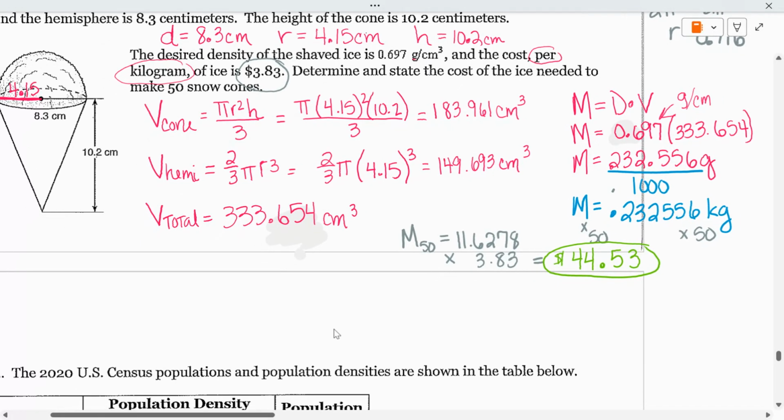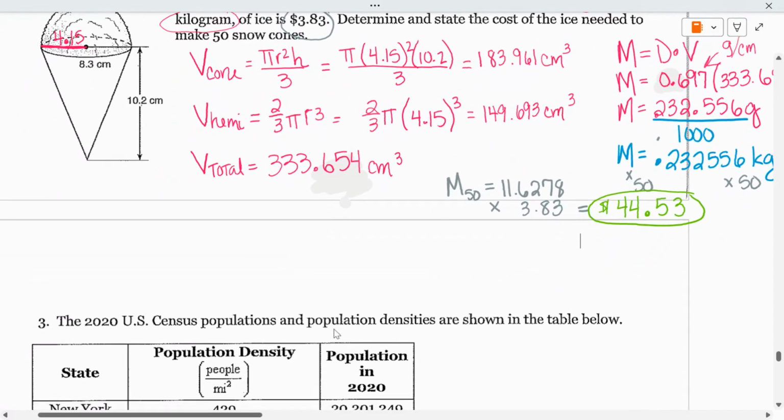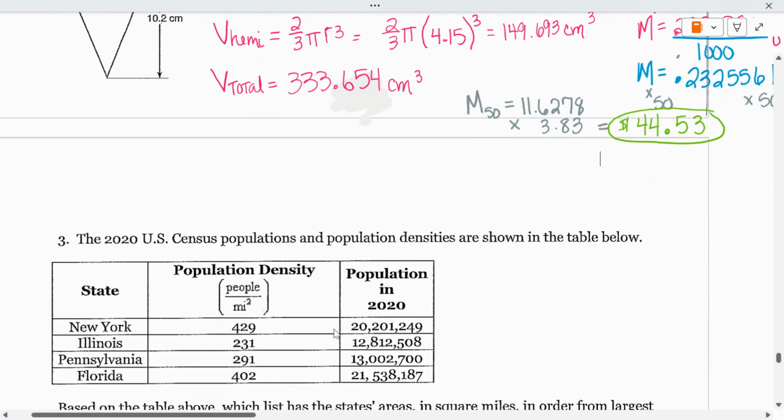How we doing? This is tough. A lot of conversions going on, right? There really are. Okay.